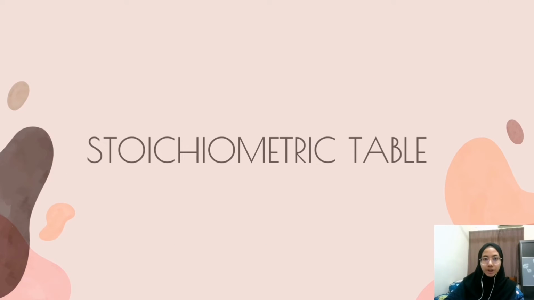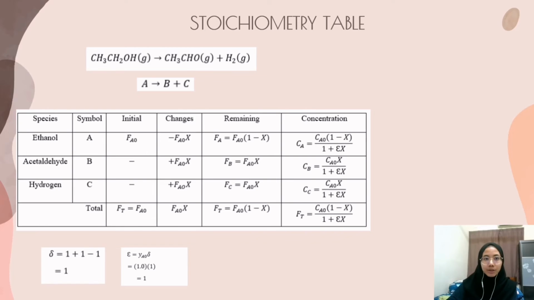We have a stoichiometric table for the reaction. By only considering the main reaction, let A be ethanol, B be acetaldehyde, and C be hydrogen gas. The value of delta can be calculated from the stoichiometric coefficients, and we get the value equals 1. To calculate the value of epsilon, yA0 is multiplied by delta, and we get the answer as 1.